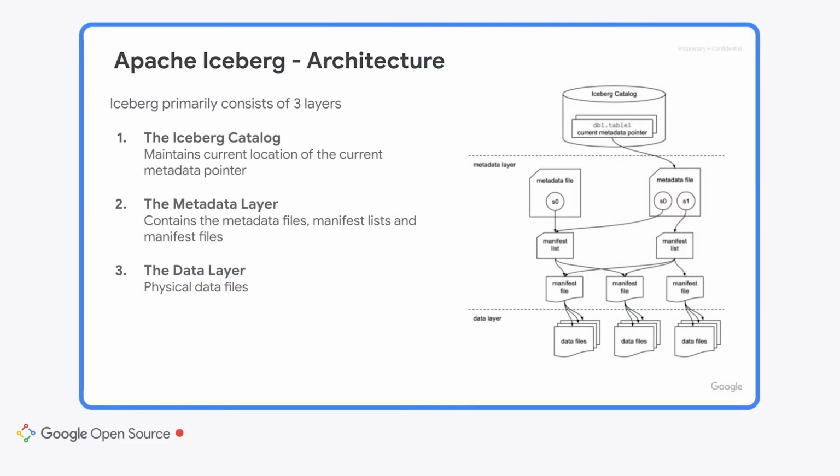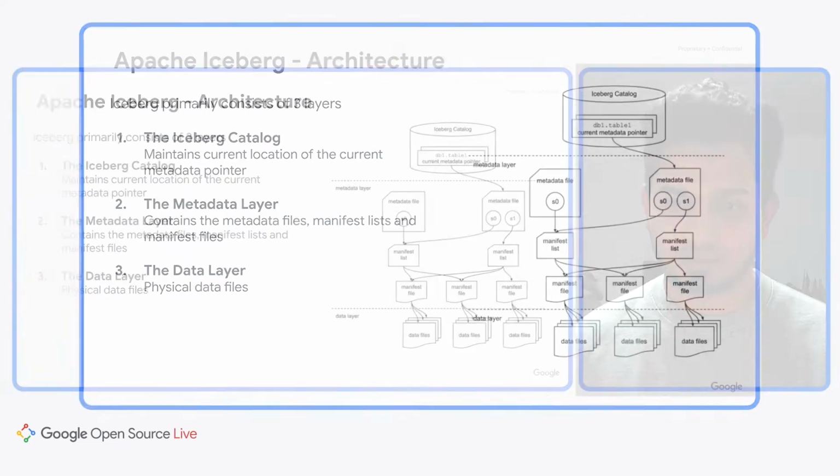Next up is the metadata layer, and this contains metadata files, manifest lists, and manifest files. As the name implies, the metadata files store the metadata about a table, and this includes information about the table schema, partition information, snapshots, and which snapshot is the current one. The manifest list, aptly named, is a list of manifest files. It stores the location of a manifest file, the snapshot information, partitions it belongs to, and the lower and upper bounds of partition columns for the data files that it tracks.